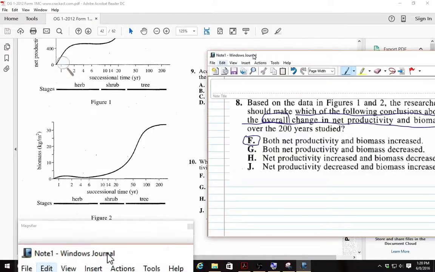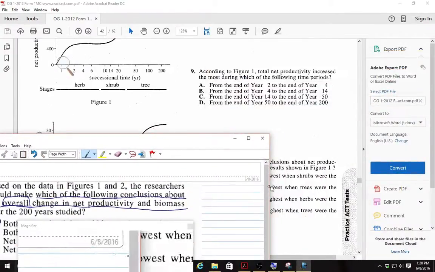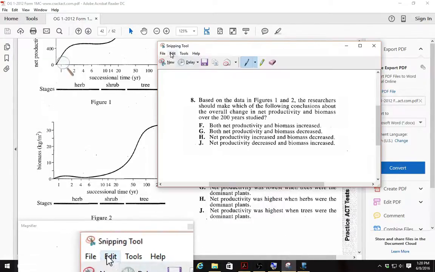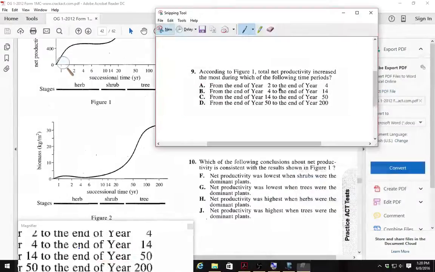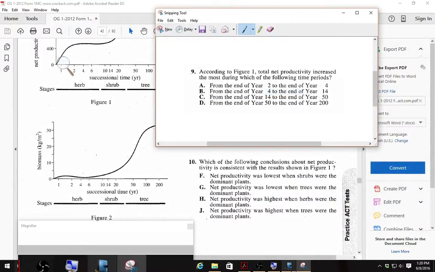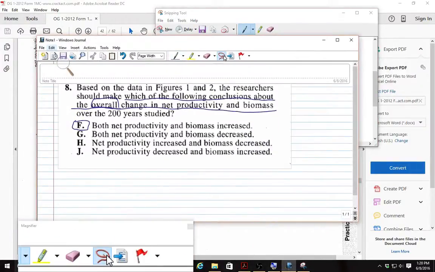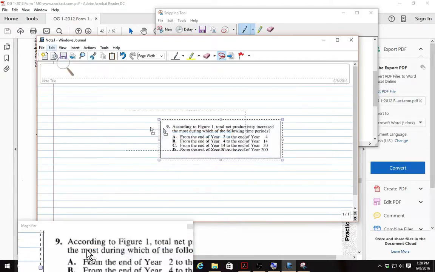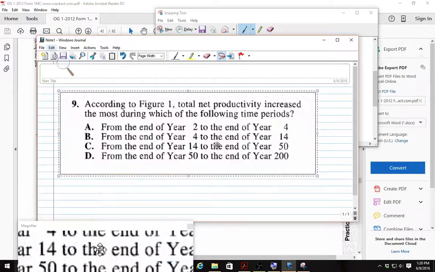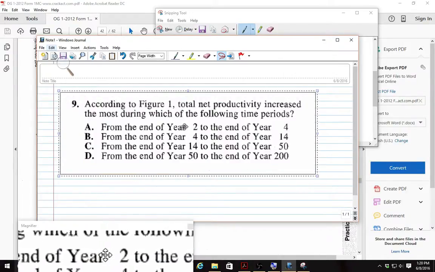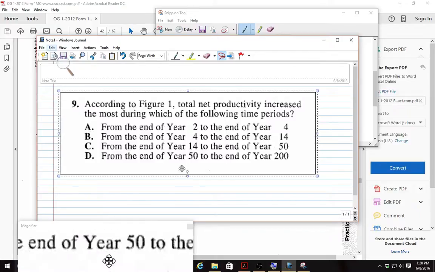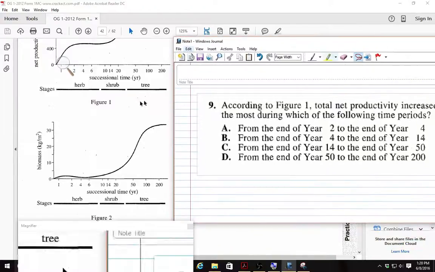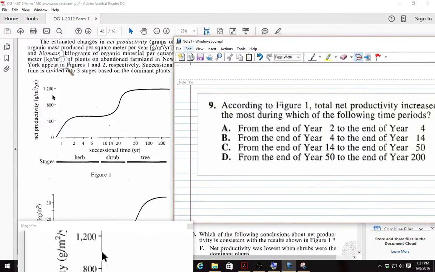Okay, so let's go to number 9. According to Figure 1, total net productivity increased the most during which of the following time periods? So let's look at Figure 1. Figure 1 is over here.